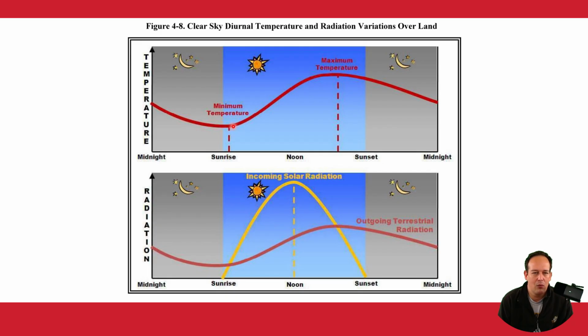Then it's going to start warming up because we're receiving solar radiation. We're receiving more solar radiation than we are losing heat through terrestrial radiation. And so we keep on receiving more and more solar radiation. That's why noon is not the hottest part of the day, because we continue to receive more solar radiation at a faster rate than we're losing heat through terrestrial radiation.